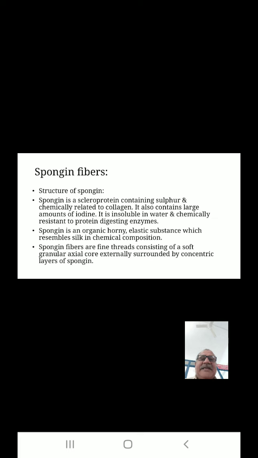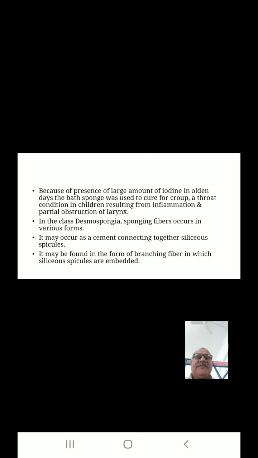Then the second part of the skeleton is the spongin fiber. Structure of spongin: spongin is a scleroprotein containing sulfur and chemically related to collagen. It also contains a large amount of iodine. It is insoluble in water and chemically resistant to protein-digestive enzymes. Spongin is an organic, horny, elastic substance which resembles silk in chemical composition. Spongin fibers are fine threads consisting of a soft granular axial core externally surrounded by concentric layers of spongin.